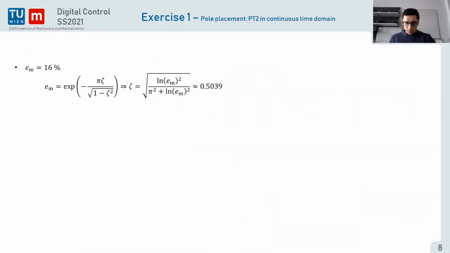Now let's go back to our example. In our example, we want to have a maximum overshoot of 16%. So if we fill everything into the formula I was just showing you in the last slide, you can already find this damping ratio. Here the damping ratio is approximately 0.5.